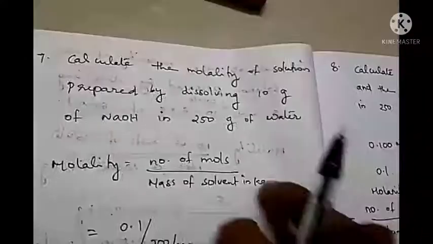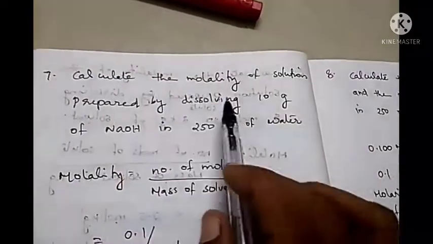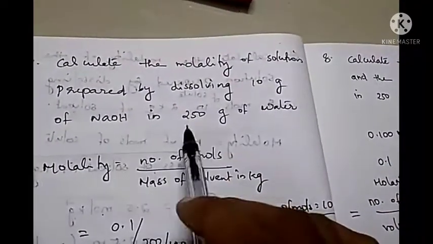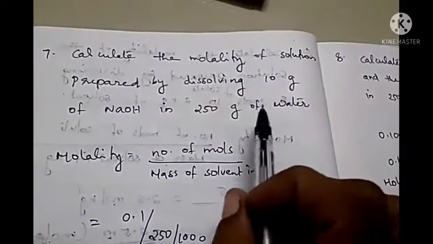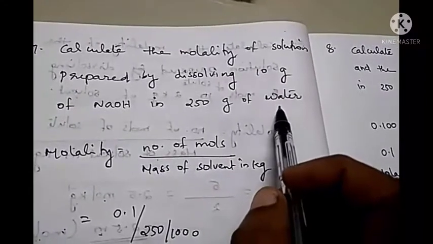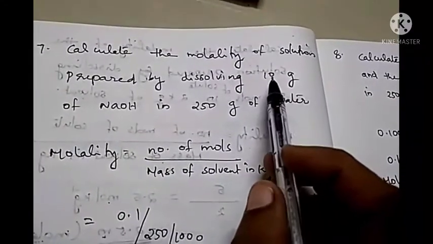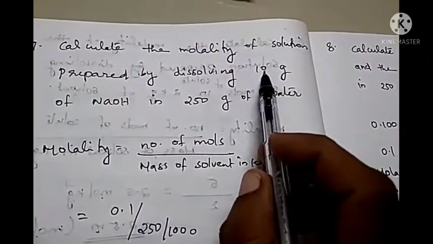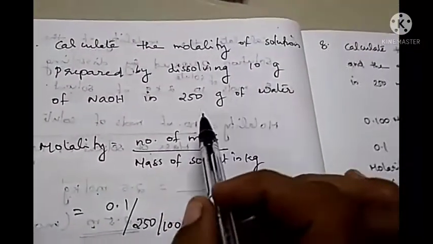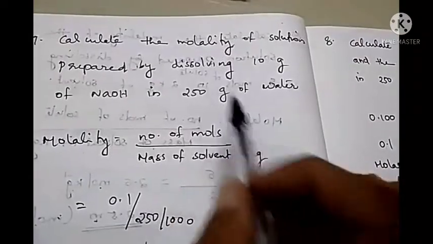Clear? The next problem is to calculate the molality of a solution prepared by dissolving 10 gram of NaOH in 250 gram of water. Here, which is the solute? NaOH is the solute and solvent is water. Here instead of number of moles of the solute, its mass is given, 10 gram. Okay, it is dissolved in 250 gram of water. The mass of solvent also in grams.